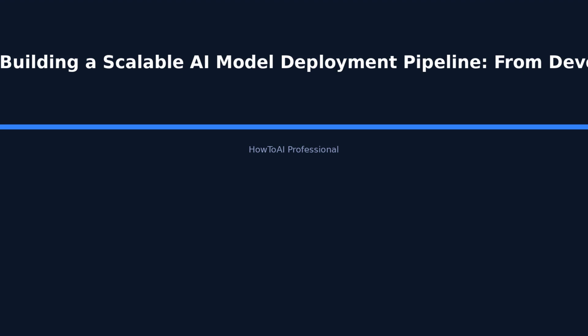To summarize, building a scalable AI model deployment pipeline involves 5 crucial steps: setting clear objectives and requirements, data collection and preparation, model development and training, model packaging and versioning, and deployment and monitoring. By following these steps, you can create a streamlined process that not only gets your models into production but also ensures that they remain effective over time.